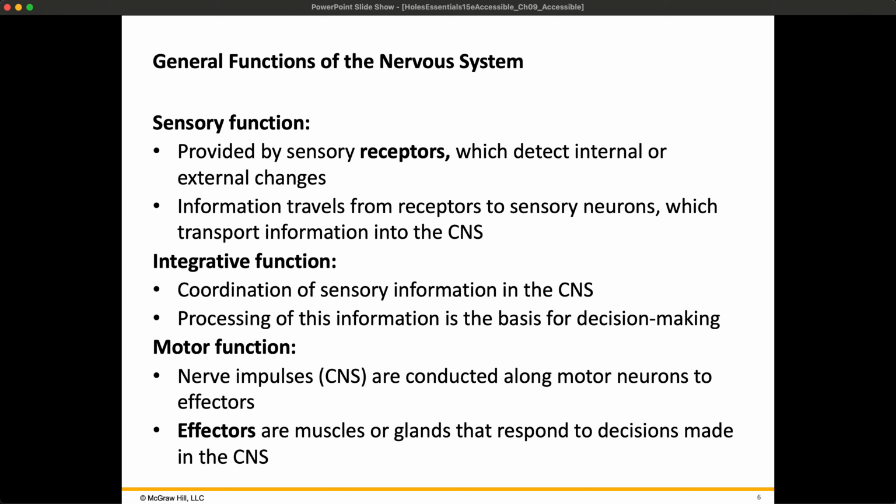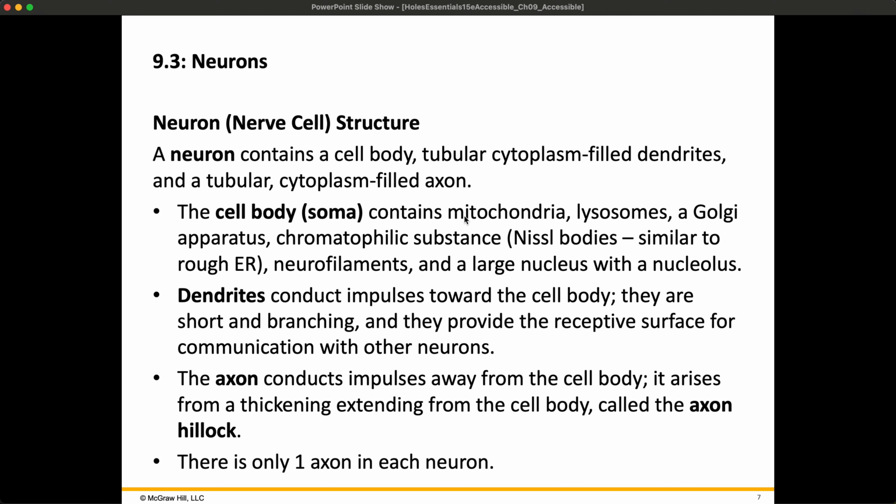Is it that there's lights being turned on, we're getting more excitatory signals from that optic nerve or from those optic receptors? Okay, we need to change some type of dilation or contraction in the pupil. That's going to be this motor output. So this is the effector portion. Effectors are muscles or glands that respond to decisions made in the CNS. So based on this integrative function, your effectors are then going to change some output.